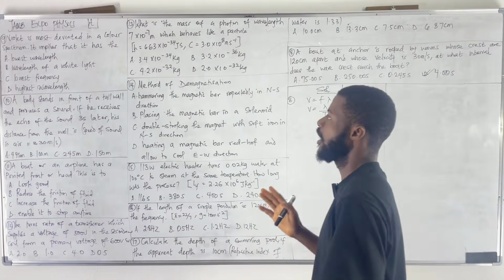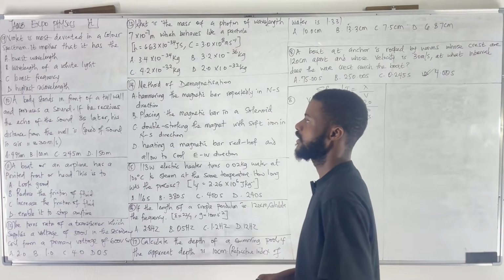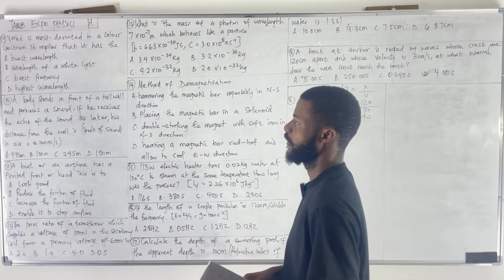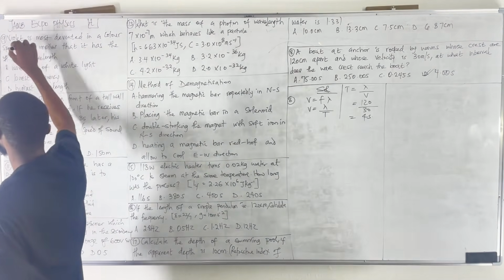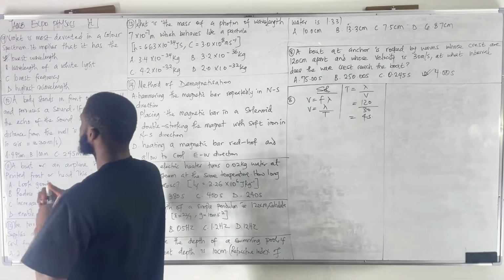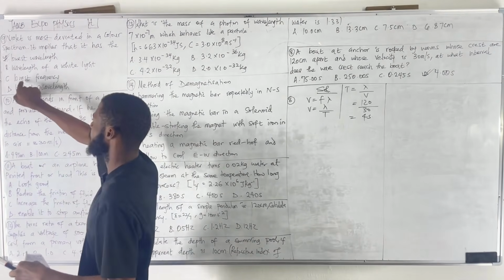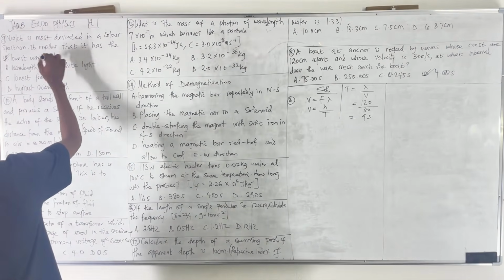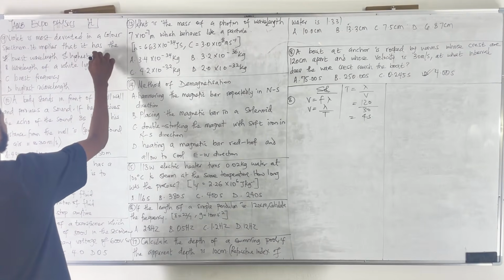Next one: violet is most deviated in a color spectrum. It implies that it has the lowest wavelength of the white light and the highest frequency. It's most deviated because it has the lowest wavelength and highest frequency. So you either say lowest wavelength, or the option can be changed and you say highest frequency. Not lowest frequency, highest frequency.